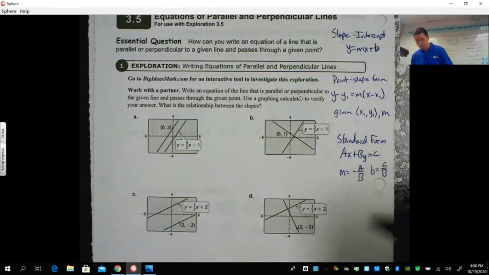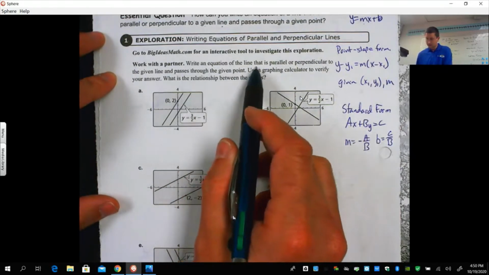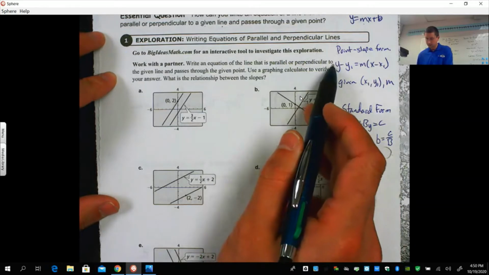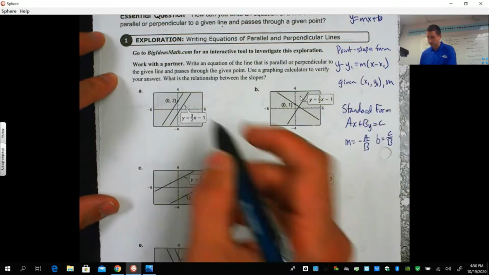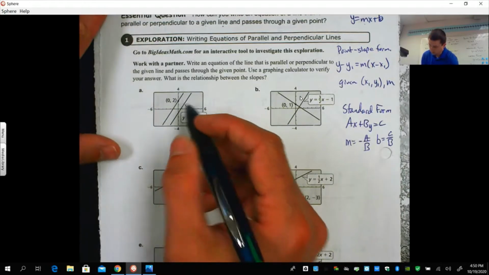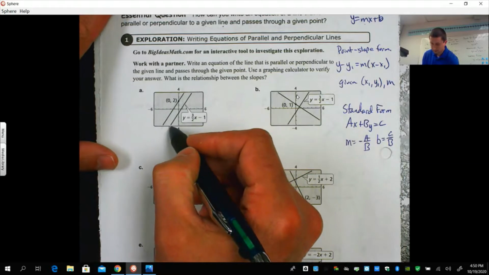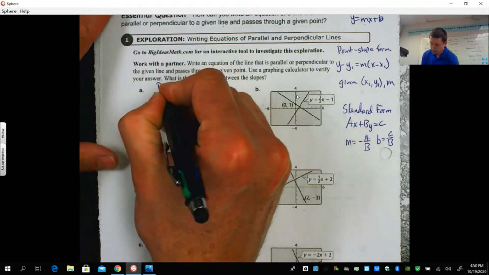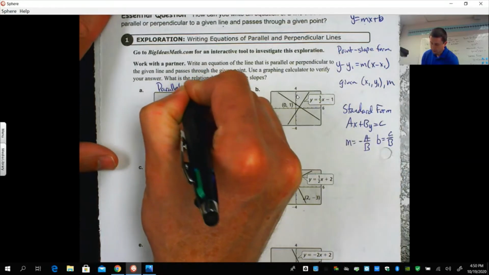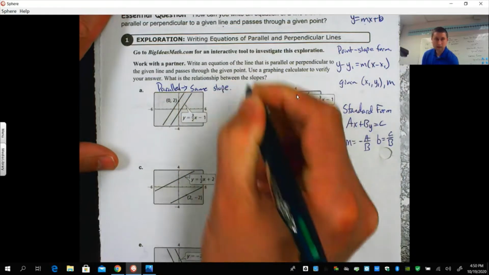Okay, so let's review a little bit here on page 86 with these formulas. They say write an equation of the line that is parallel or perpendicular to the given line and passes through the given point. Use a graphing calculator to verify your answer. So you notice here they want two parallel lines. Okay, this one goes through 0, 2. We need to remember that parallel lines are going to have the same slope. Parallel lines have the same slope.